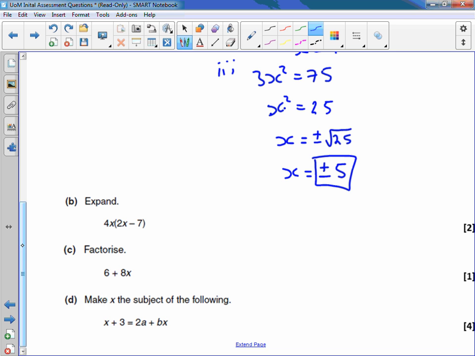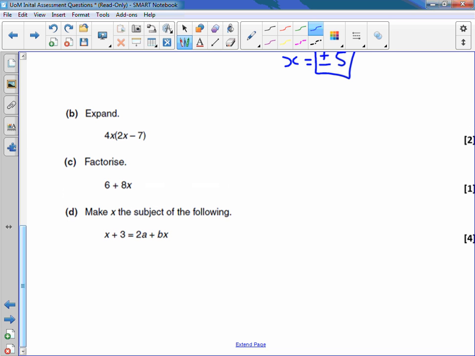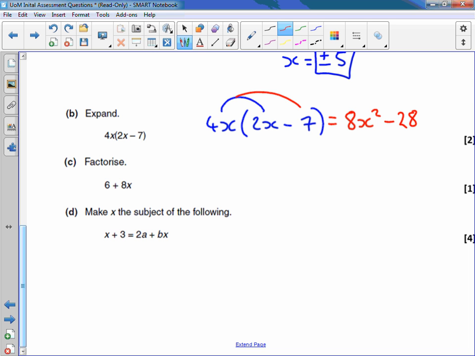Okay, moving on. We've got some brackety stuff. We've got some expanding, some factorizing. So firstly, expand. I've got 4x lots of 2x minus 7. So if I've got 4x lots of 2x minus 7, I'm going to want 4x lots of 2x. So that's going to give me 8x squared. 2 times 4 is 8. X times x is x squared. And I'm going to get 4 times 7 is 28. So minus 28x.